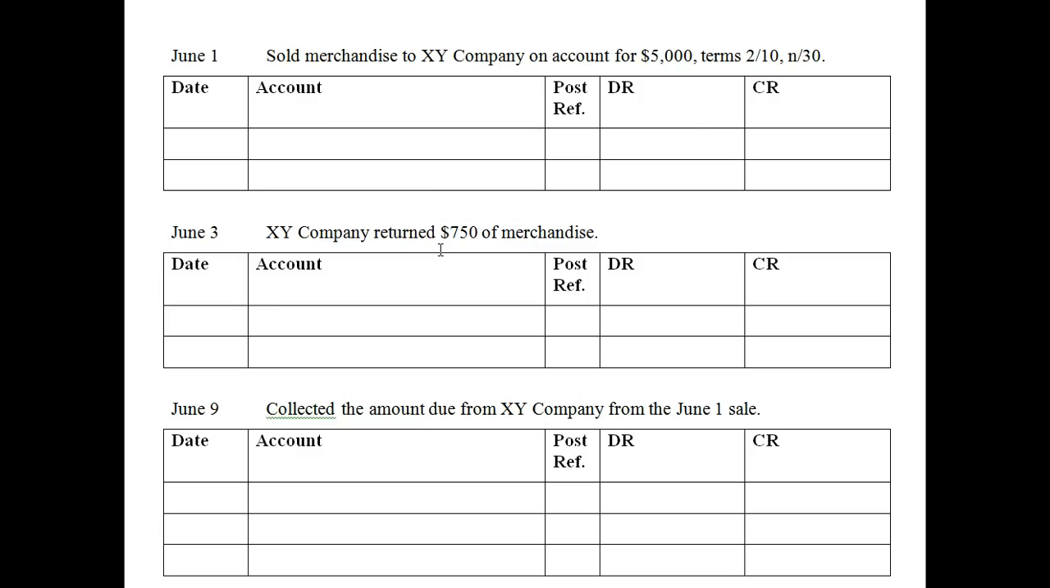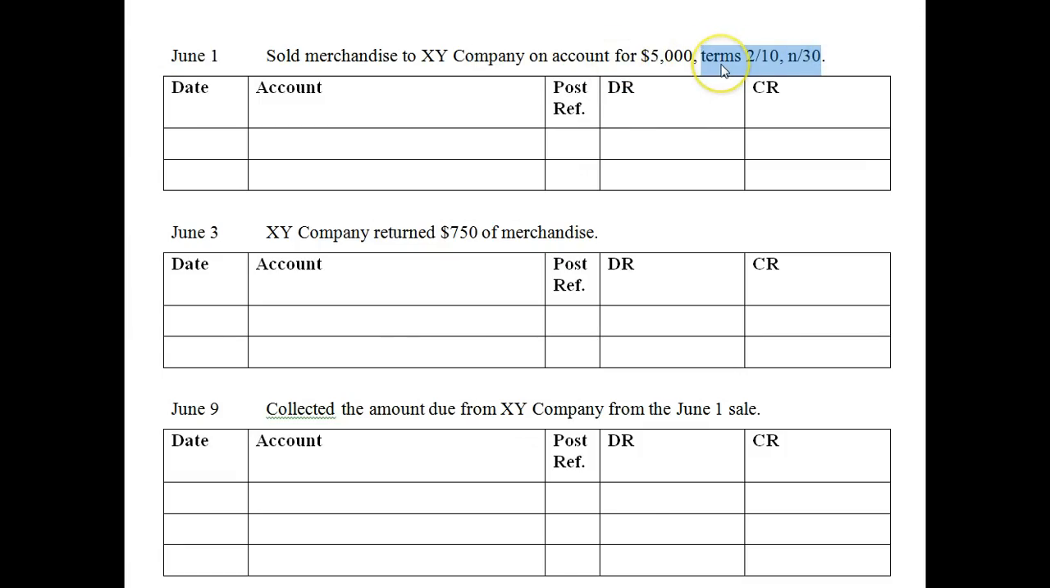Let's look at how we would record a few transactions as they're related to accounts receivable. On June 1st, we sold merchandise to XY Company on account for $5,000, terms 2/10, n/30. Well, a couple of notes here. One, on account means we did not receive cash, and we also know it's on account because of the credit terms.